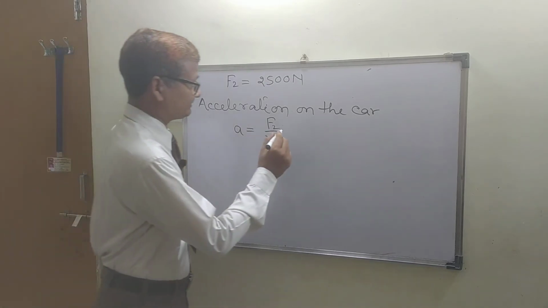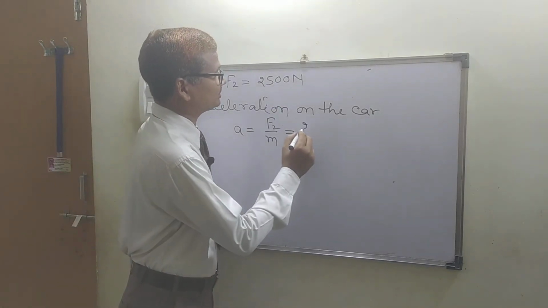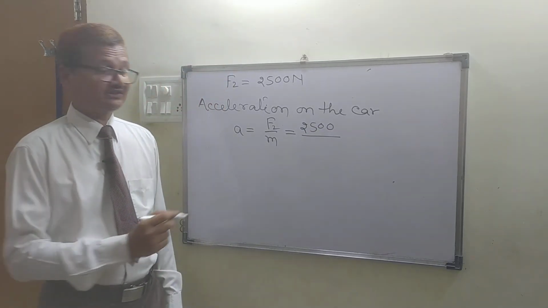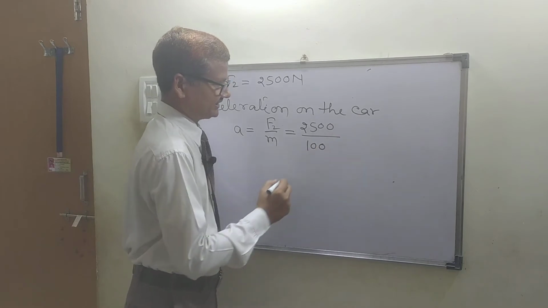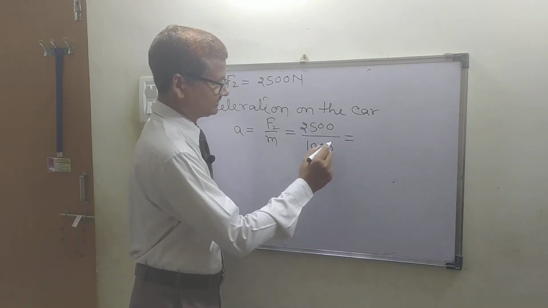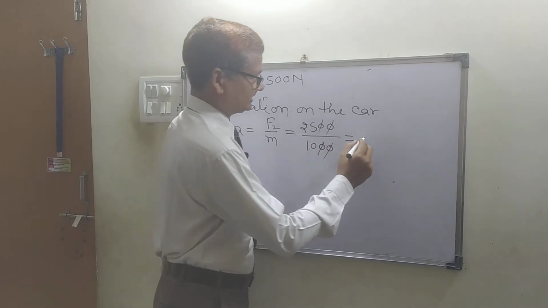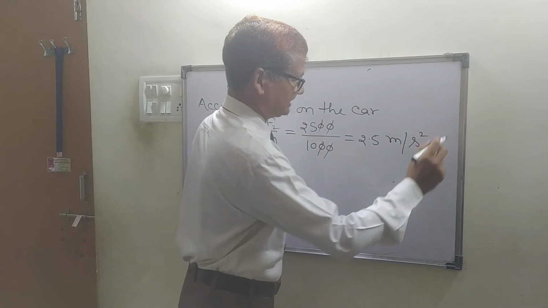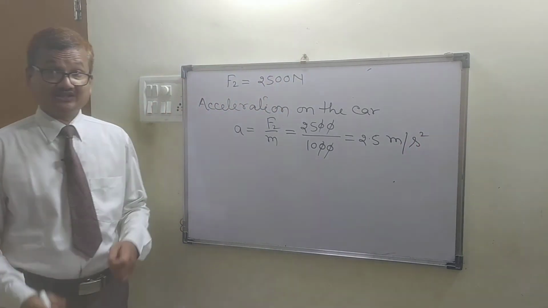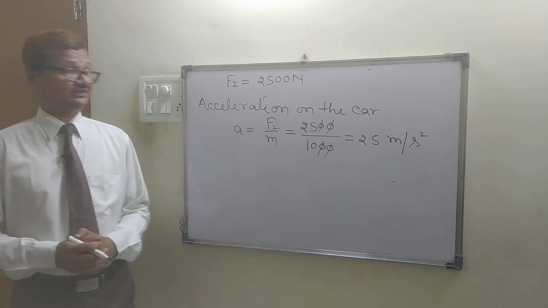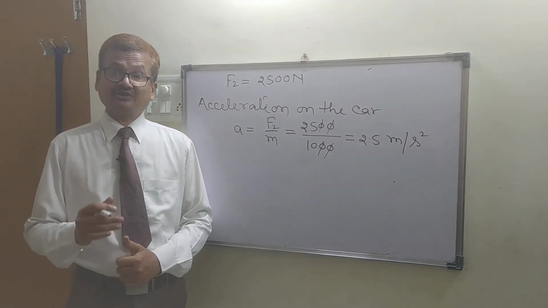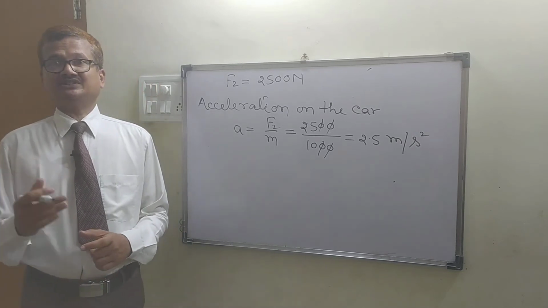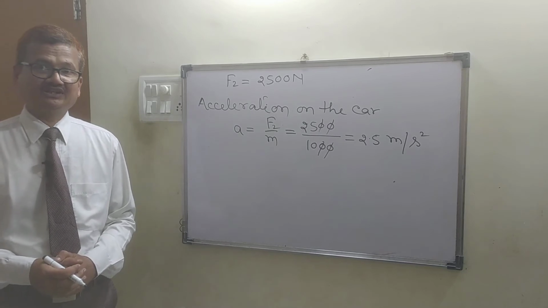So therefore by substitution you can write this is equal to 2500 upon mass of the car, which is 1000, and both are in the SI unit. So therefore this will be equal to, 20 cancels with 20, 2.5 meter per second square. So acceleration acting on the car to stop the car is 2.5 meter per second square, and because this acceleration is negative, as it is stopping the car, it is called retardation.